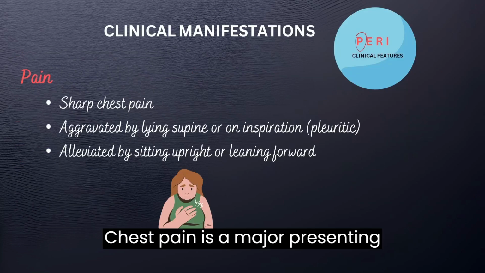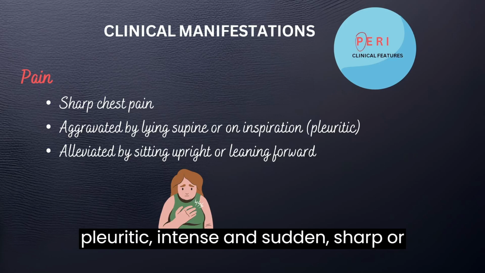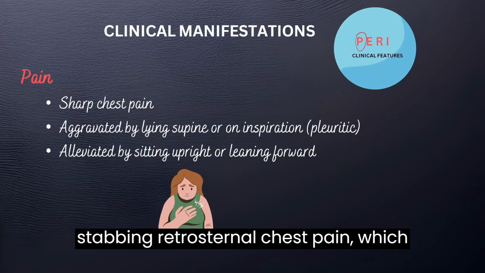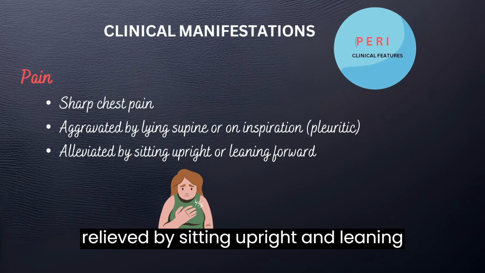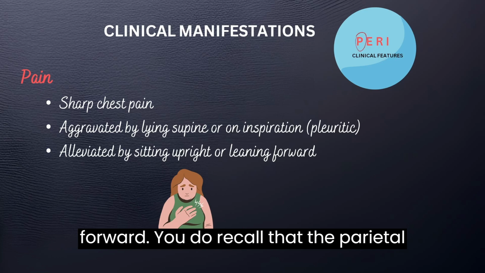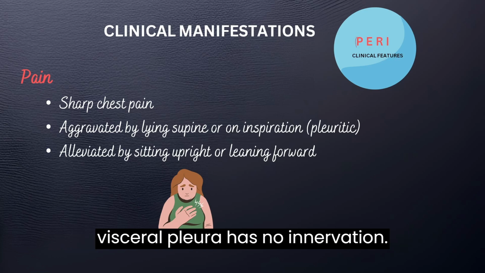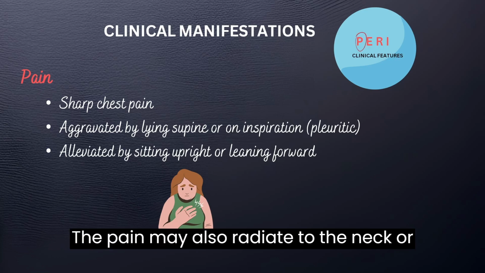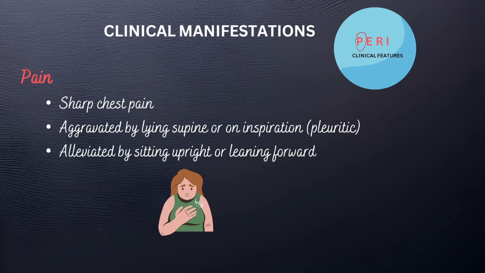Chest pain is a major presenting complaint. Generally, the pain is pleuritic, intense, and sudden, sharp, or stabbing retrosternal chest pain, which is worse on inspiration or supine, but relieved by sitting upright and leaning forward. You do recall that the parietal pleura has somatic innervation, but the visceral pleura has no innervation. The pain may also radiate to the neck or arms or shoulders, just like in ischemic heart disease.